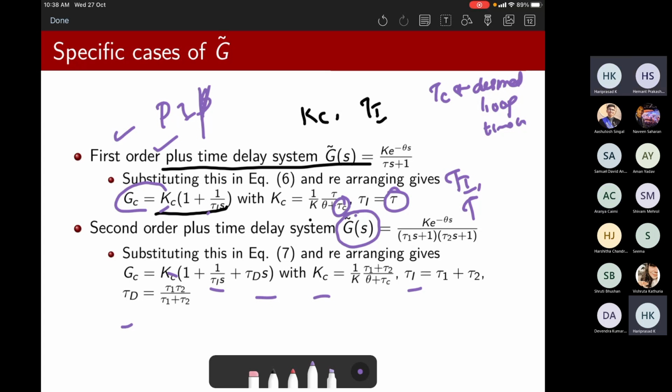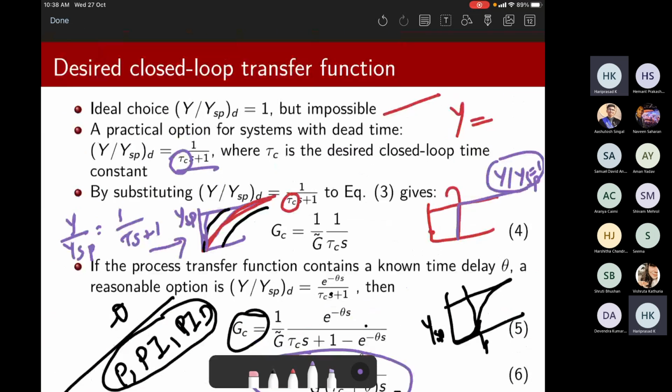Sir, the overall process is second order, but for Y by YSP we have assumed first order. Why? Okay, so the overall process could be anything, right? Y by YSP is something that you want your closed loop system to reach, to go to, correct?